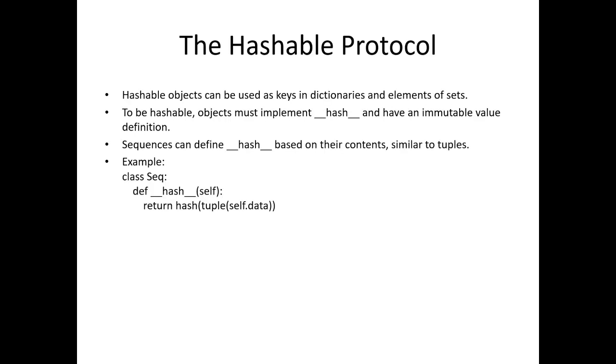Hashable protocol. Hashable objects can be used as dictionary keys or set elements. For sequences to be hashable, they must be immutable and they need to define a __hash__ method. A common pattern is to base the hash on a tuple version of the sequence data. Since tuples are immutable, they are hashable by default. This allows your sequence objects to work in hashed collections safely and consistently.